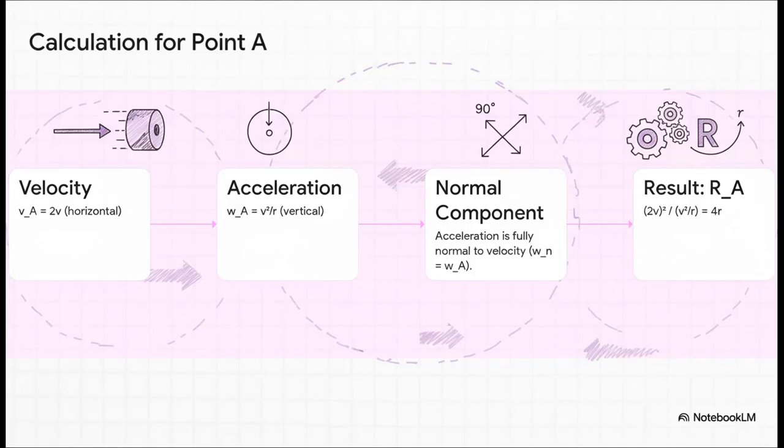For point A, this is actually pretty straightforward. Remember, its velocity was perfectly horizontal, and its acceleration was perfectly vertical. Well, that means they're already perpendicular to each other, so the normal acceleration is the total acceleration. We just plug everything into our formula, r equals the velocity squared, so 2v squared, divided by the normal acceleration, which is v squared over r. The v squared terms cancel out, a little algebra happens, and boom, you get a surprisingly clean answer, 4r.